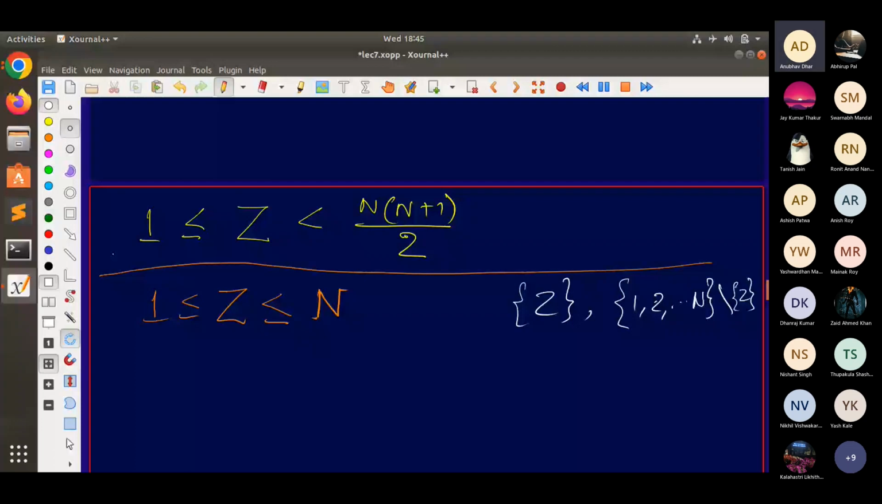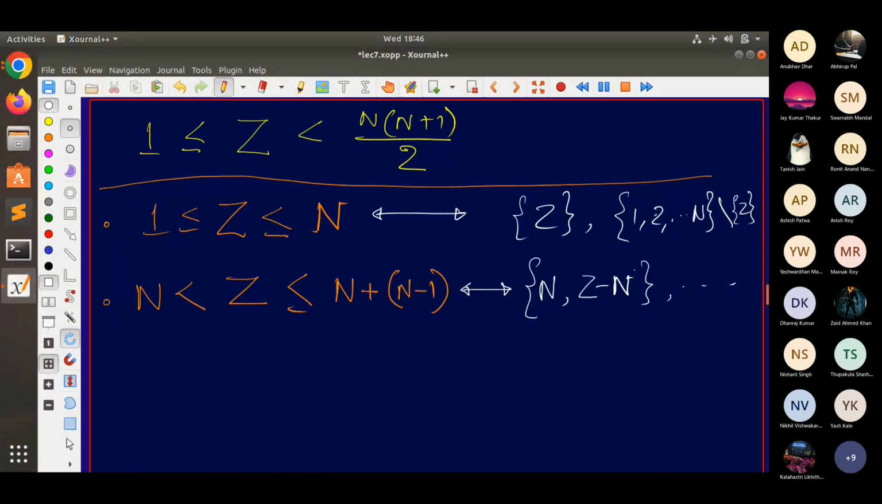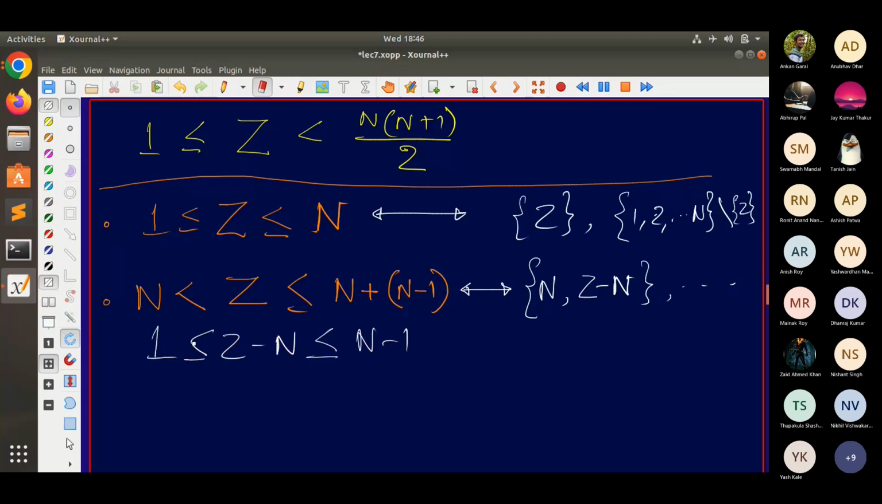Now, what about this case? If z is between n and n plus n minus 1, what you can do is basically take n in one subset, and the other subset would have z minus n. Yeah, I was correct the first time. So z minus n is in the range 1 to n minus 1, right? Everyone agrees with this? Yeah. Okay.